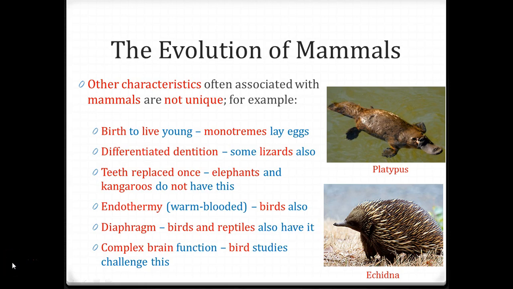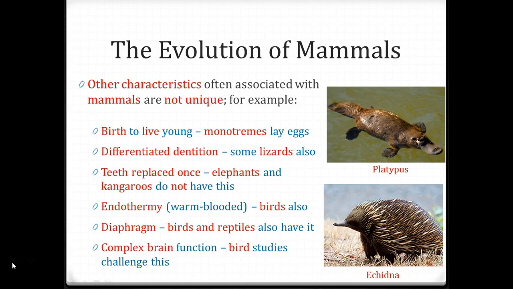The next one that you often see referred to is the presence of a diaphragm. The diaphragm is a muscular organ that sits basically at the base of your lungs and separates your lungs from the rest of the organs in the abdominal cavity, namely the rest of the digestive system, your intestines, and so forth. Well, the fact is that yes, the diaphragm of mammals is more sophisticated than that found in other groups, but birds and reptiles also have a diaphragm, so that is not really a unique trait.